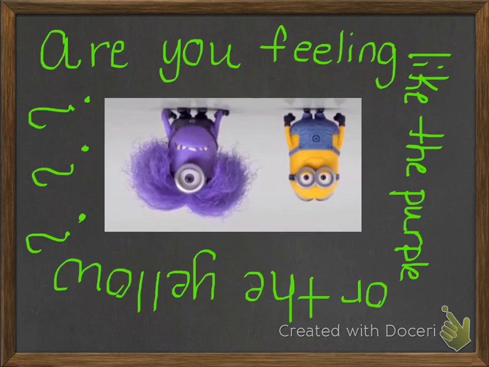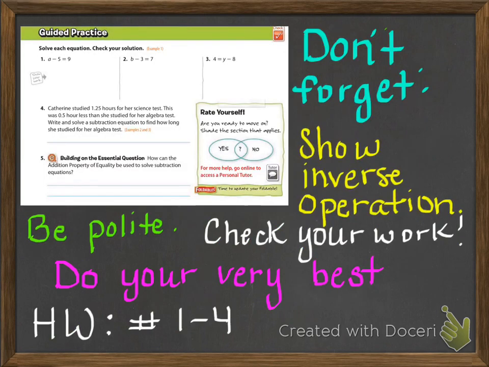So now, are you feeling like the purple one or are you feeling like the yellow minion? You get to decide. And don't forget, as you're starting your guided practice, you want to show the inverse operation. You want to be polite, meaning do unto one side as you do to the other. Be sure to check your work, and above all, do your very best.